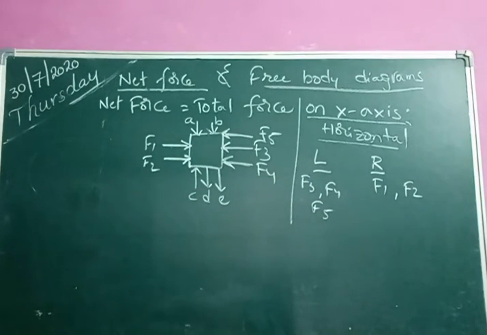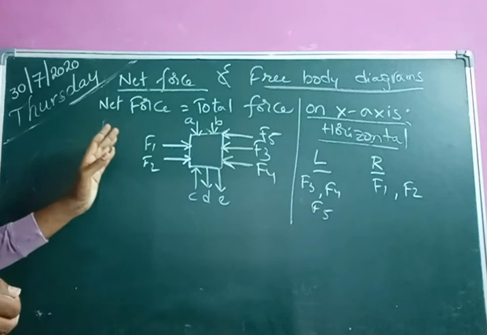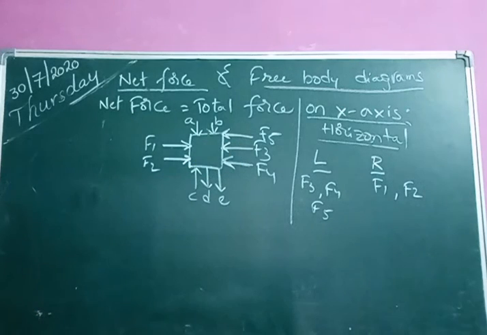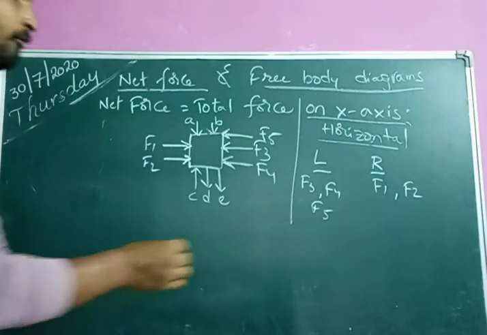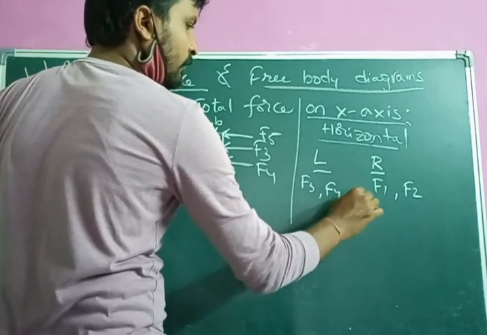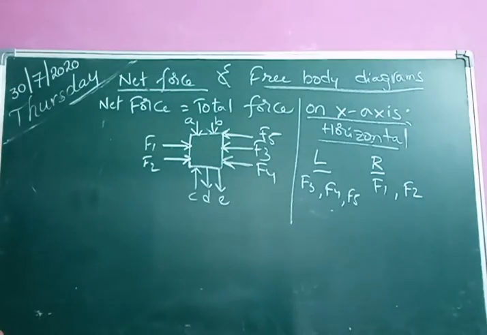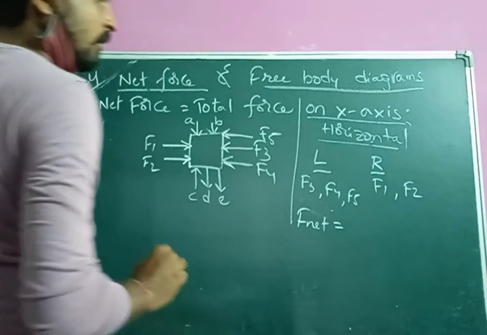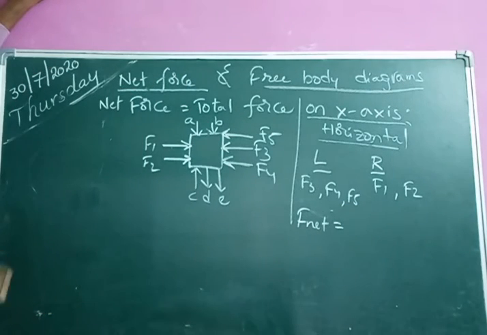So here we have to find out the net force. Net force is nothing but the final force, total force acting in the final direction. So here F1 and F2 are acting towards right side and F3, F4 and F5 acting towards left side. So the net force, F net, is equal to, we have to subtract the lower force from the greater force.